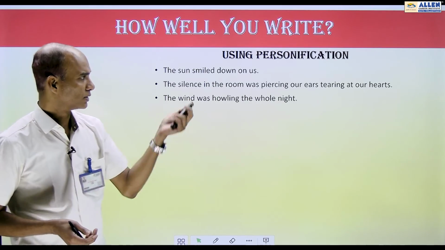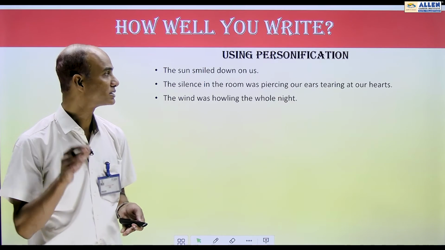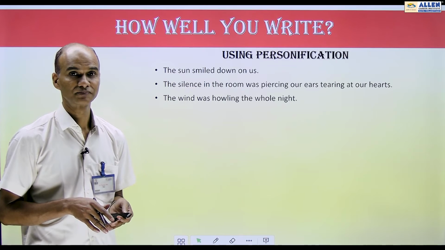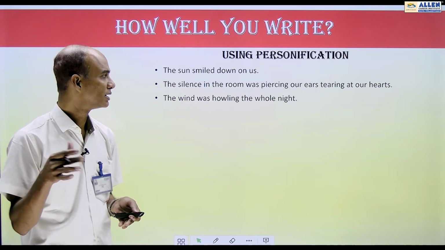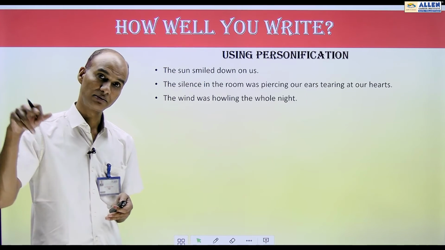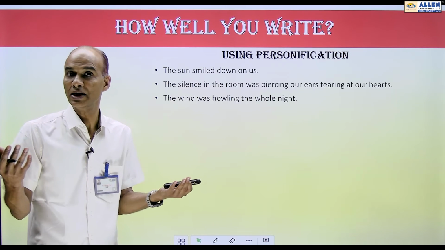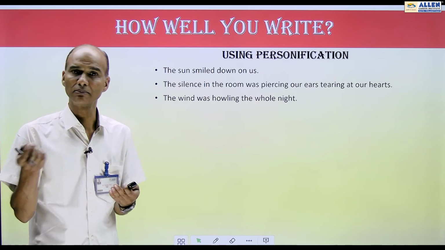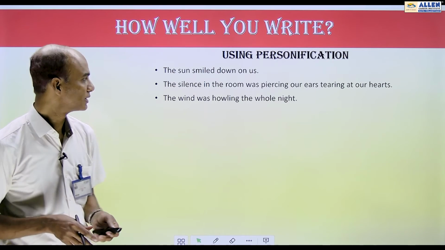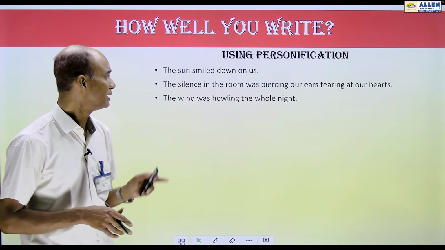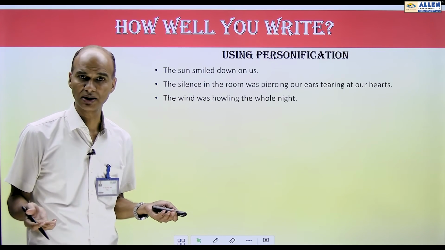Now, you can use personification. The sun smiled down on us. Smiled down gives a bit of a mocking, jeering sense. Smiled at us would mean something different. Smiled at us is okay, like others smiling at you in a good way. But if somebody is smiling down, that means it has that mocking, jeering sense, making fun of somebody. The silence in the room was piercing our ears, tearing at our hearts.